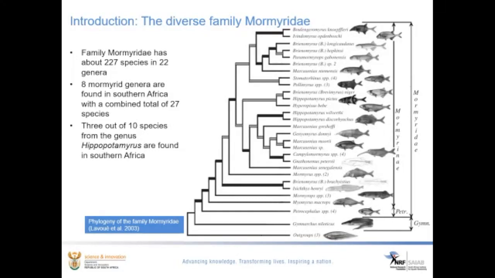My work centers around the family Mammalia, which is a group of freshwater fishes endemic to Africa. This family is well known for its high diversity as well as its unique ability to produce electric organ discharges. These electric organ discharges are used for communication as well as exploring their environment.